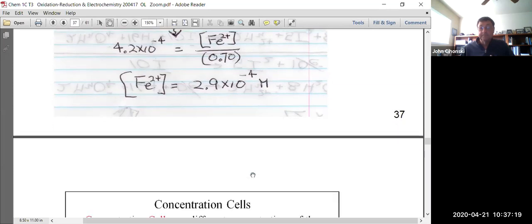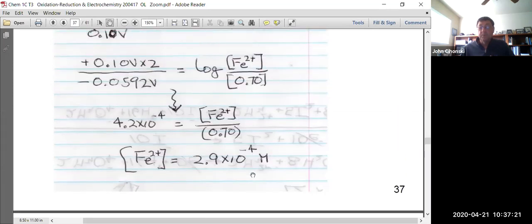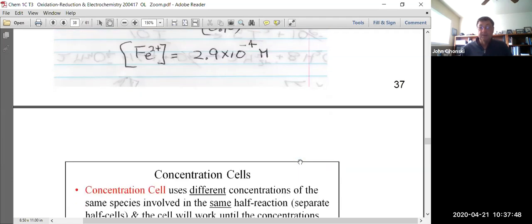Now, what would happen if we started with an even lower concentration? Well, what should happen then is the voltage should even be a little bit higher, because as the cell runs, what's going to happen to the iron concentration? That will go up, and over time, the voltage will go down.